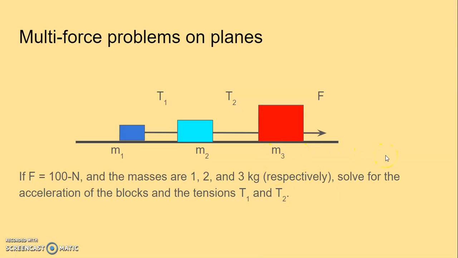So how does this work? Well, the force in this case is going to be 100 newtons. The masses are 1, 2, and 3 kilograms respectively from left to right. And let's see how we solve for the acceleration of the blocks, assumed to be the same for all 3, and the tensions T1 and T2, which will not be equal, and for that matter, won't even be equal to the force that's pulling on it. So that is really not obvious. So we kind of have to calculate how this works.